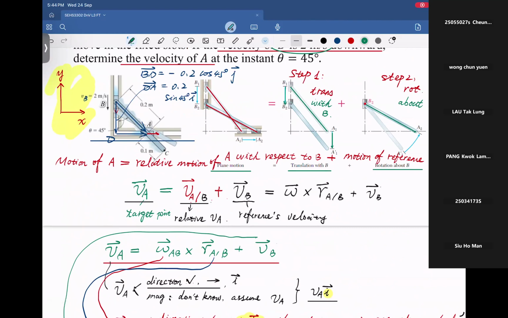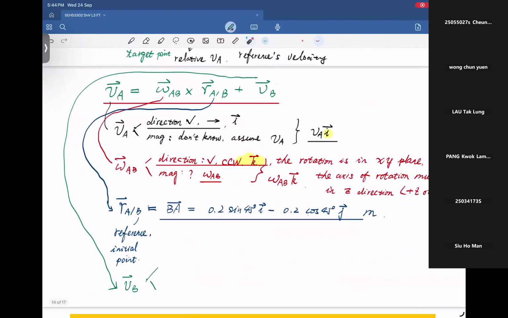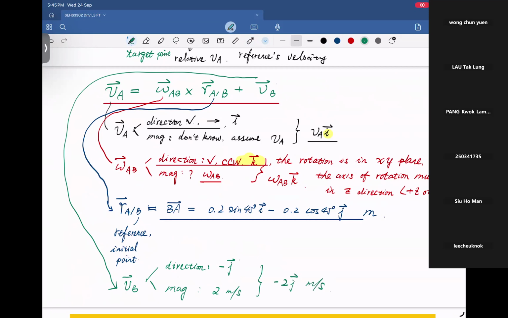Yes, we know the direction of VB. It's downward, negative J. And the magnitude is also given as 2 meters per second. So at last, VB we can clearly show as 2 negative J meter per second.